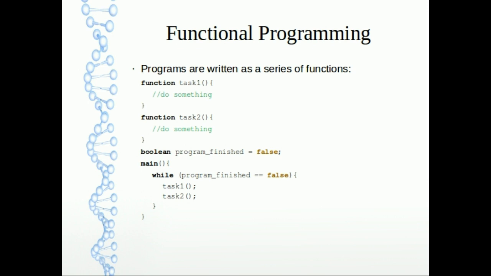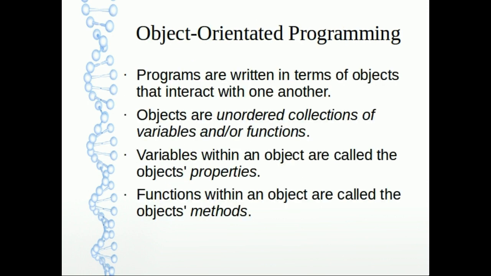In contrast to the functional or procedural style, in object-oriented programming, programs are written in terms of objects that interact with one another. Objects are unordered collections of variables and/or functions, and variables within an object are called the object's properties, whilst functions within an object are called the object's methods.